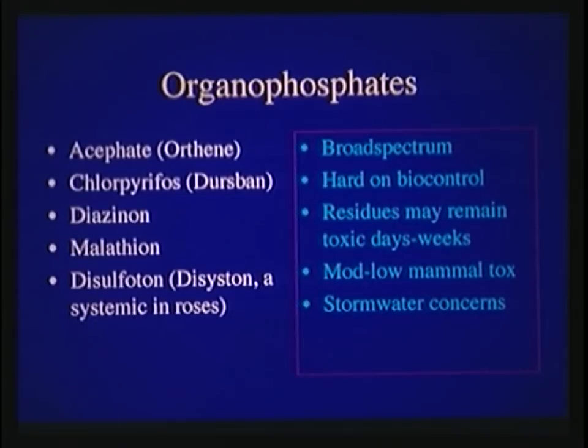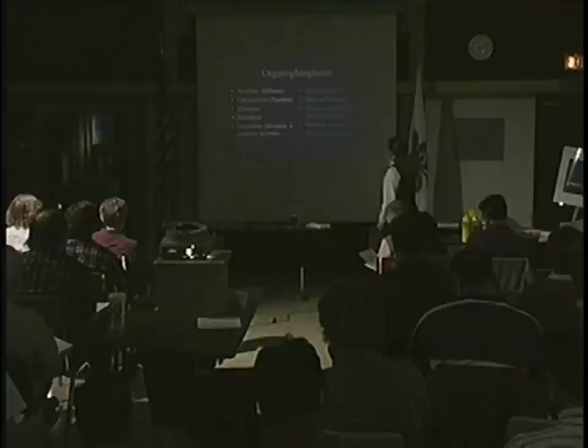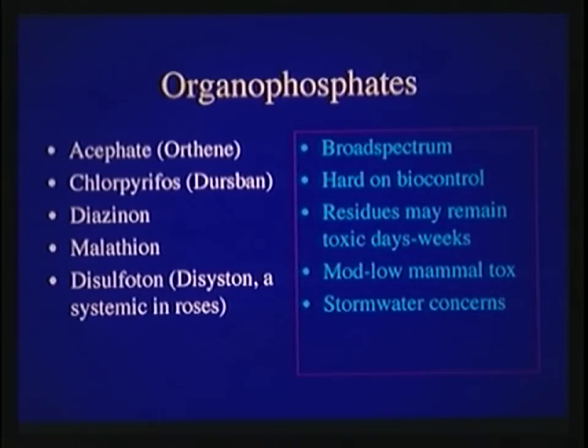They have been certainly associated with the stormwater concerns. The diazinon and chlorpyrifos have definitely been fingered as getting into our storm drains and getting into our creeks and killing aquatic invertebrates, which are at the bottom of the food chain for fish. And so the Dursban and the diazinon are going out.